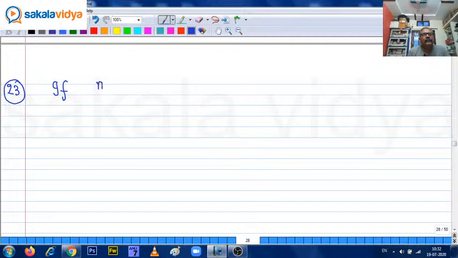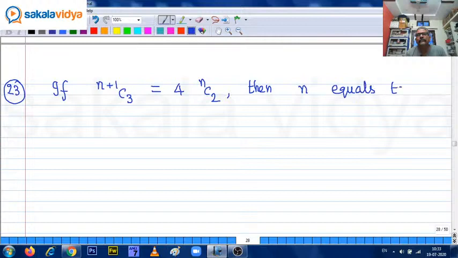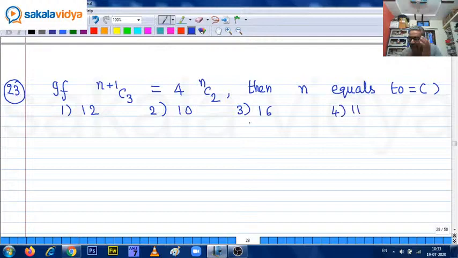If n plus 1 C3 equals 4 times nC2, then n equals: first option 12, second option 10, third option 16, fourth option 11.